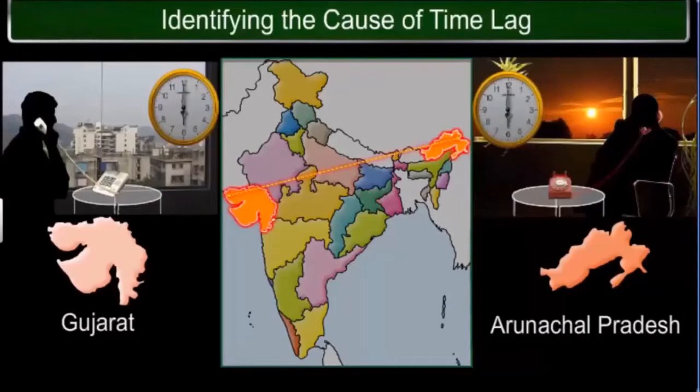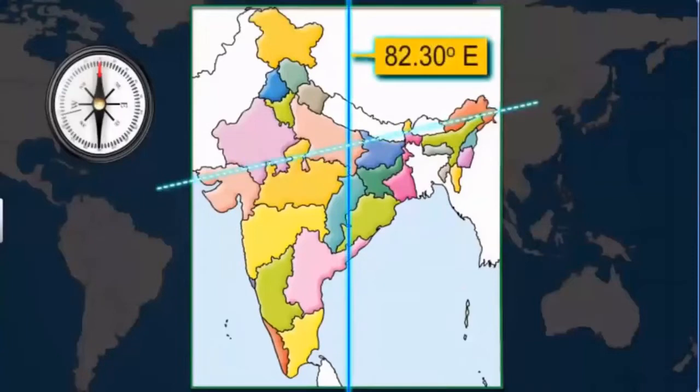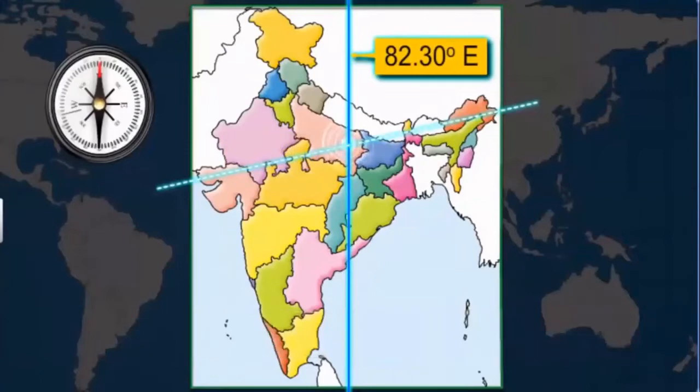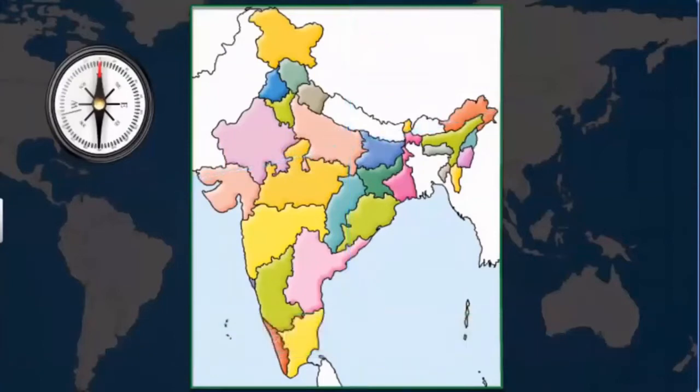However, in practice, the clocks in both locations will show the same time, because the entire country follows a standard time. India's standard time is the time along longitude 82.30 degree east. This longitude passes through Mirzapur in Uttar Pradesh. This longitude is referred to as the standard meridian of India.